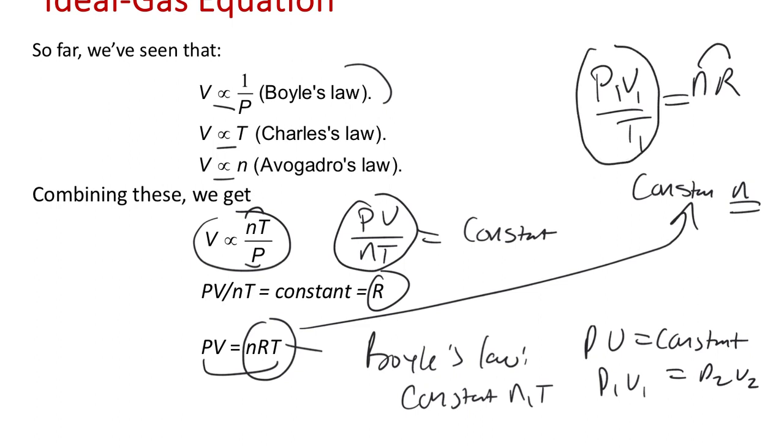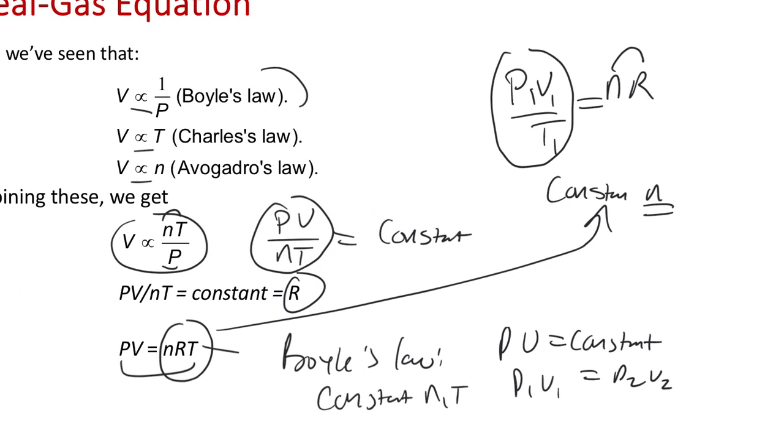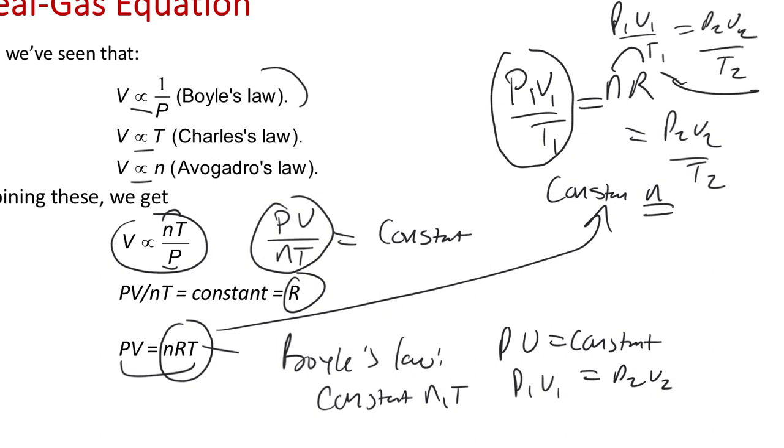Then you have P1 V1 over T1 equal to a constant, and then that would equal P2 V2 over T2. So we could write P1 V1 over T1 equals P2 V2 over T2 if we're at constant n.